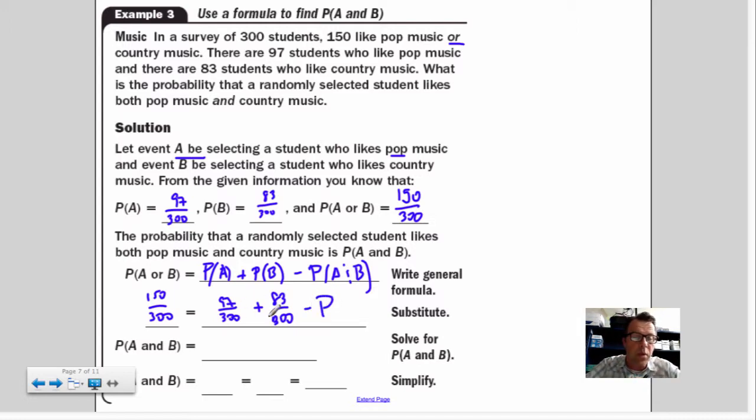So it's just a simple equation here. It looks like we're going to add these two up, subtract 150, move the P over. You should solve and get 30 over 300, which is the same as 1/10, which is 10%. So again, nice example here where we're using the formula not to figure out the probability of A or B, but to figure out the probability of A and B. A student that likes both pop and country.